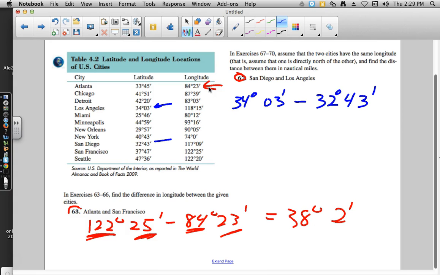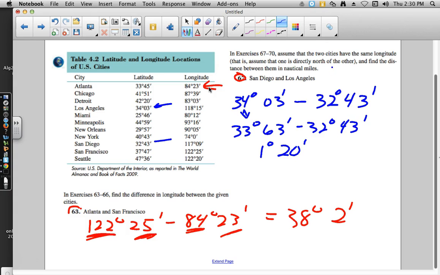Normally what we do is just say, okay, 34 minus 32, that's going to give us 2. But look at what we have for minutes here. We need to do a little borrowing in order to make this work. We're going to have to borrow one of these degrees and make it 33 degrees, 63 minutes in order to actually do the subtraction. So we'd have 33 minus 32 is 1, and that's 1 degree. And then we have 63 minus 43, which would give us 20 minutes.